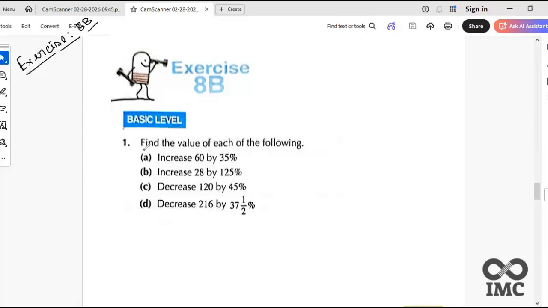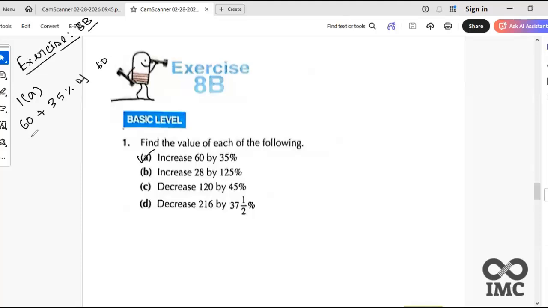Exercise 8B, question number 1. Find the value of each of the following. Question number 1A, increase 60 by 35%. So how can we solve it? We'll increase 60 by 35%. So 60 plus 35% of 60.